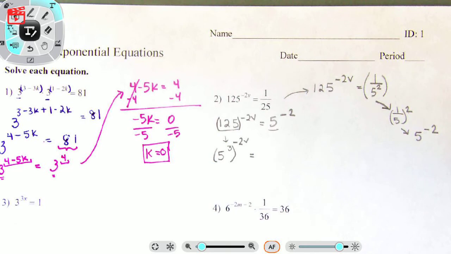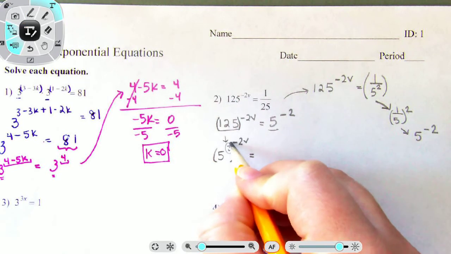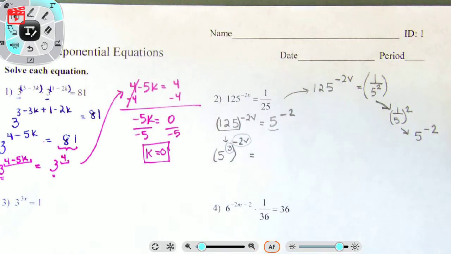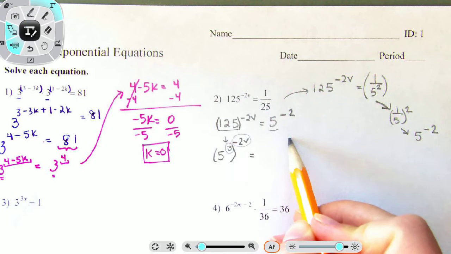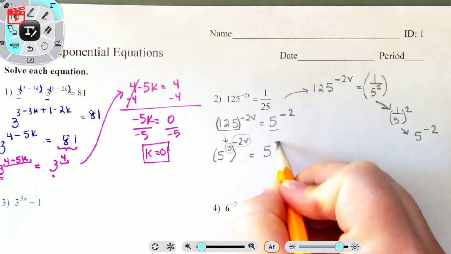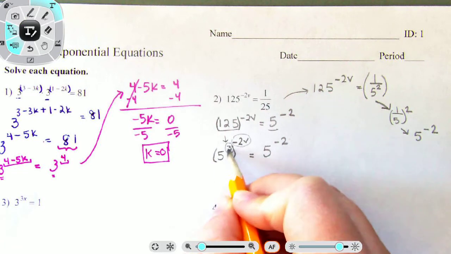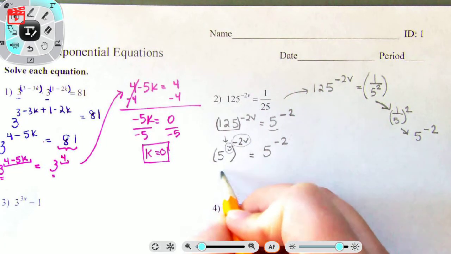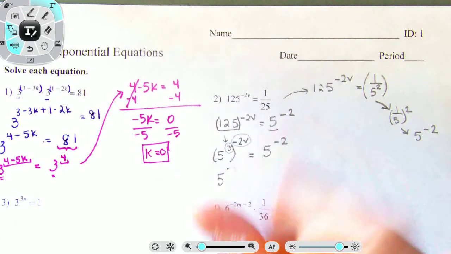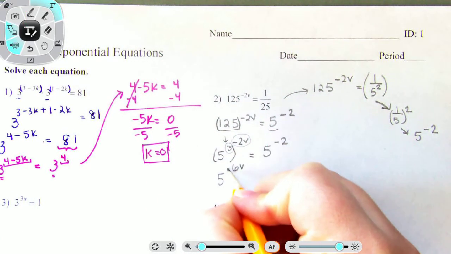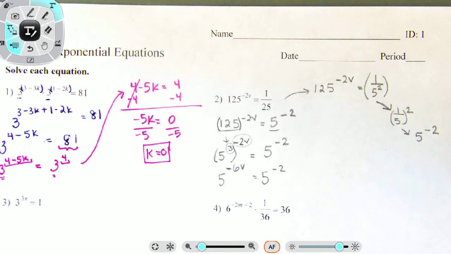Power of a power. What that means is, since you have an exponent raised to an exponent, you're going to multiply these two together. On the right-hand side, we still have 5 to the negative 2 power. So here, I'm going to multiply 3 by negative 2v. So I have 5 to the negative 3. Just kidding. That is negative 6v, and that's equal to 5 to the negative 2.